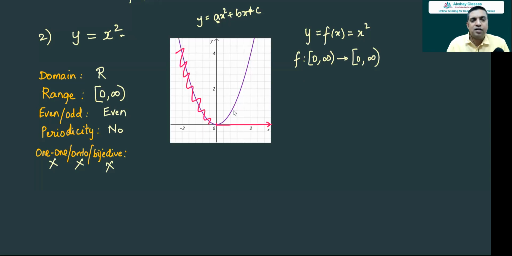Understand? Why? Because the entire domain is mapped, and this is the codomain 0 to infinity. The entire codomain is mapped. So range is equal to codomain. So it is onto. It is 1-1 because if you draw a straight line parallel to the x-axis, it cuts the curve only at one point because this left side doesn't exist.